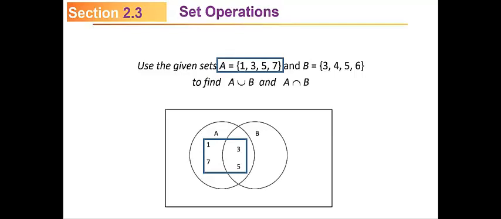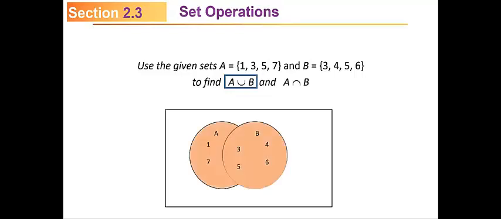A is a set containing the elements 1, 3, 5, and 7. B is the set containing the elements 3, 4, 5, and 6. And notice that 3 and 5 are in both sets, so I put them in the intersection of A and B in the overlapping area between the circles A and B. So if I want to find A union B, I'm looking at what's in A or B or both. So anything that was in either one gets tossed into the union. So the union of A and B is a set containing 1, 3, 4, 5, 6, and 7.